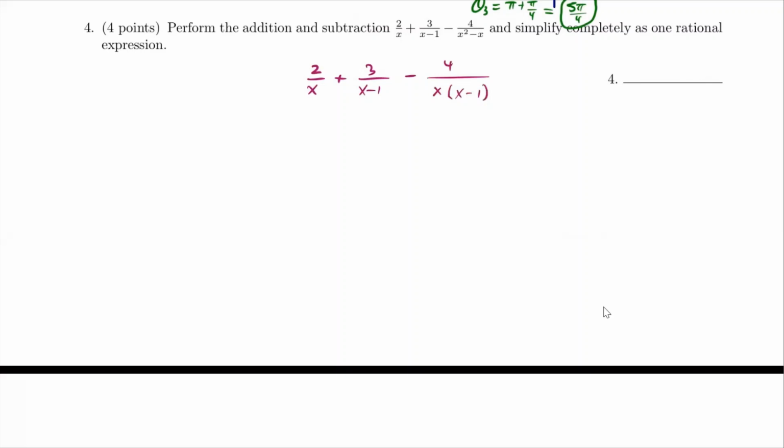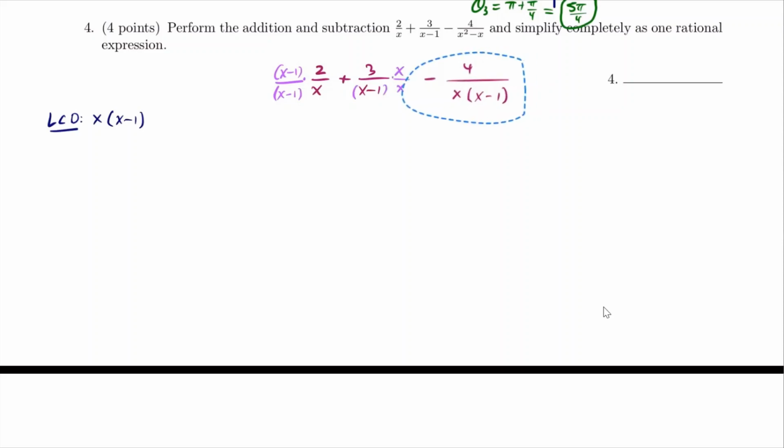So the LCD, or the least common denominator, for this would be x times x minus 1. All right, so we give each fraction what it's missing. For the first one, I will multiply this by x minus 1 over x minus 1. For the second fraction, I'm going to multiply it by what it's missing, which is x. So multiply this with x over x. Don't forget the parentheses.